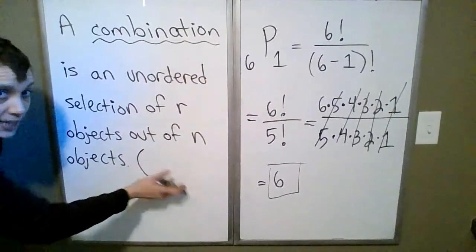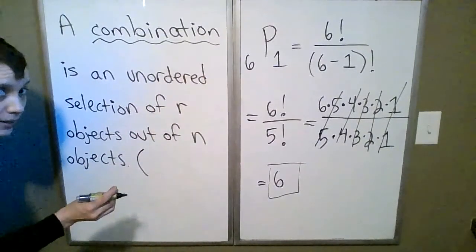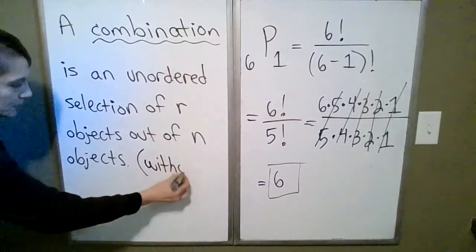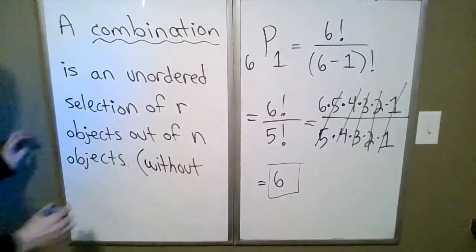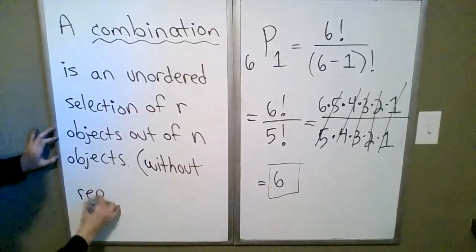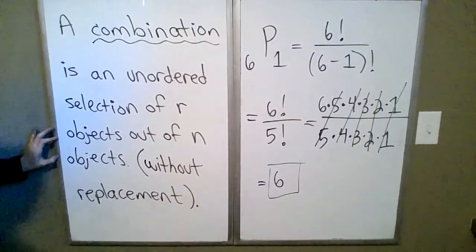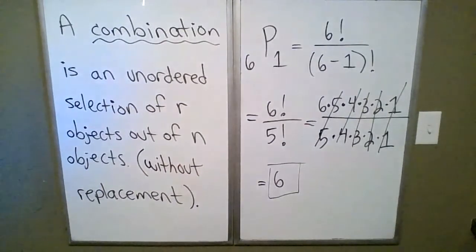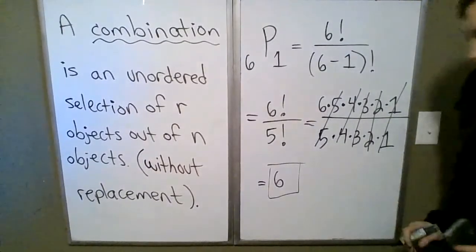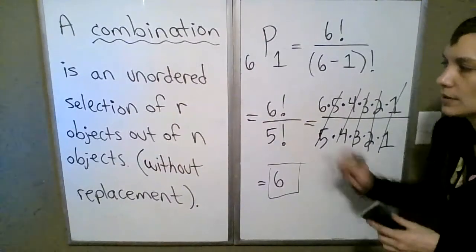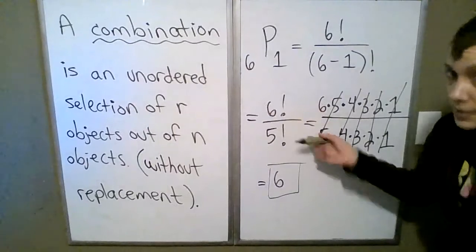And again, we take these objects out of the group and we don't put them back. So it's without replacement. The number of combinations out of N objects.